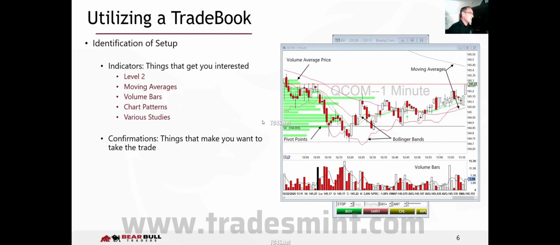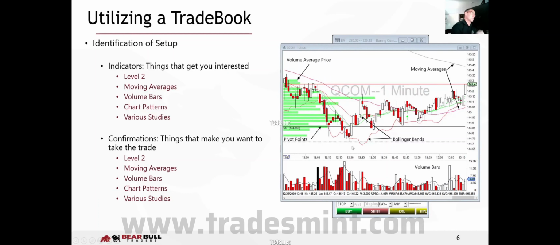Your confirmations, on the other hand, are the things that make you want to take a trade. So it might take a while for those to develop, but they're the same things. They're level 2. They're your moving averages. They're your volume bars. They're your chart patterns. They're the different studies, right? The indicators got you excited. The pullback or the move down got you excited. The loss of this S4, now you're looking for it to regain the S4, right? But it's going to take a while till it gets in there.